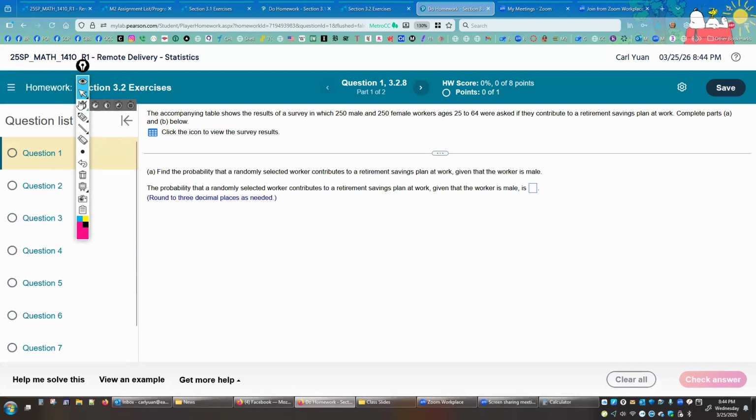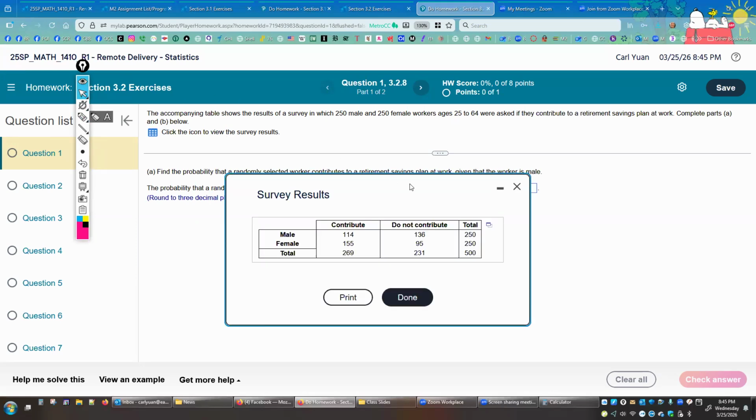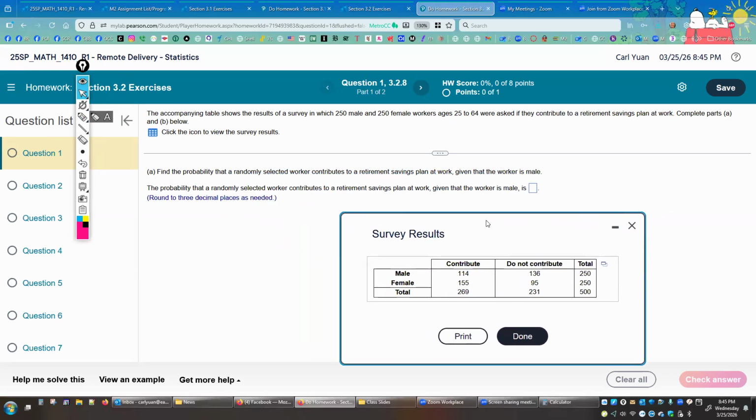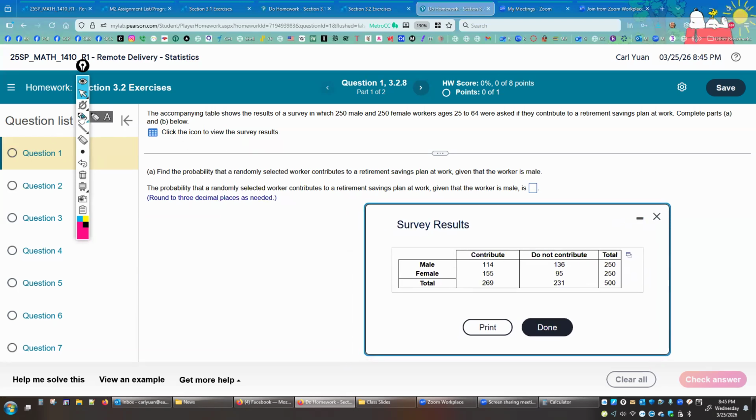So number 1 says, the accompanying table shows the results of a survey in which 250 male and 250 female workers aged 25 to 64 were asked if they contribute to a retirement savings plan at work. All right, so there's going to be a table. So let's look at the table. All right, so we have a table that is sorted 2 different ways. First is male, female, and the other is whether they contribute or not.